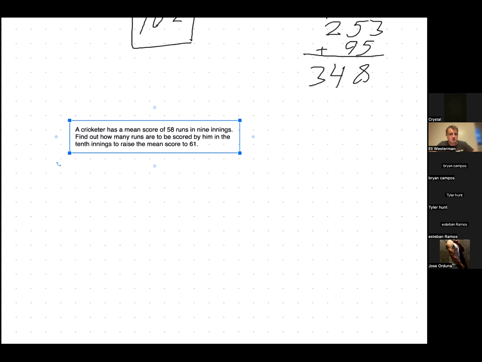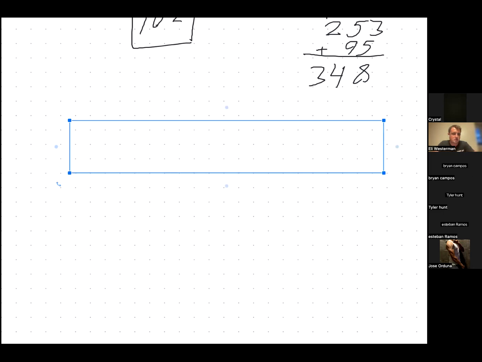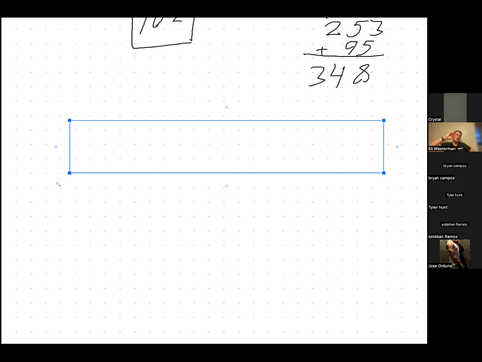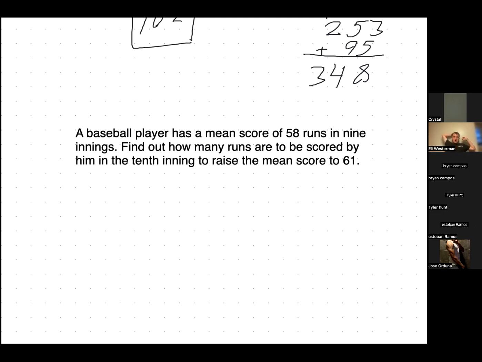A cricketer, so let's say a baseball player, because cricket is from like the United Kingdom, has a mean score of 58 runs in 9 innings. Find out how many runs are to be scored by him in the 10th inning to raise his mean score to 61. I'll give you a minute to start this one.